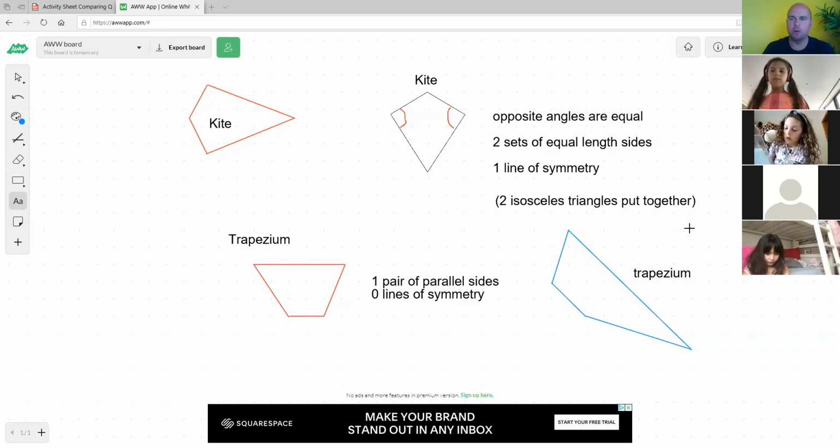Do we have to write the thing down? Yeah, write the properties: 1 pair of parallel sides, 0 lines of symmetry.